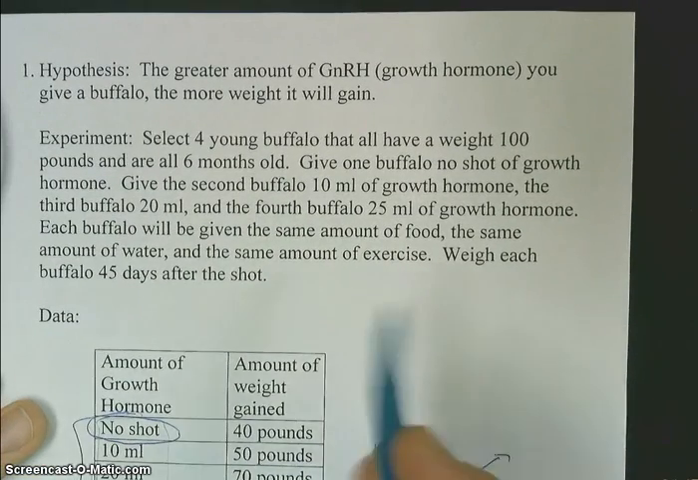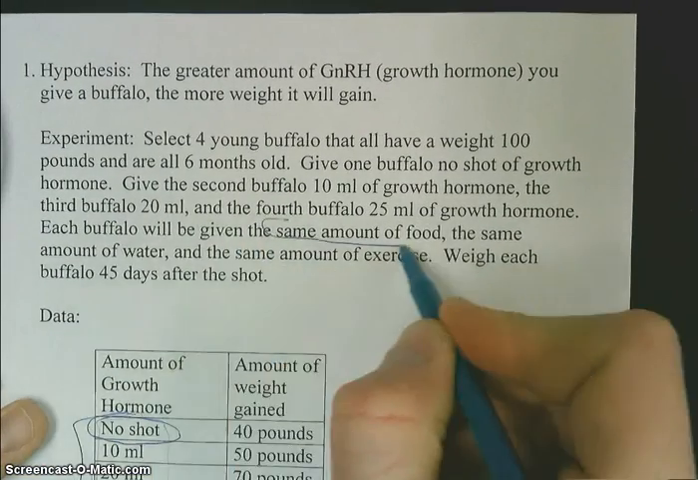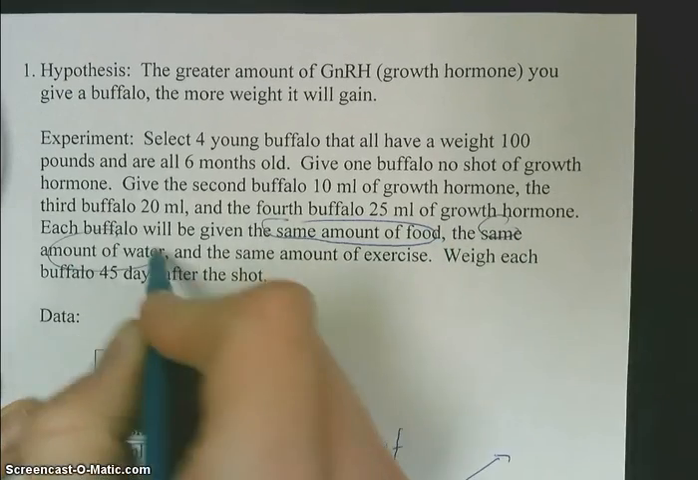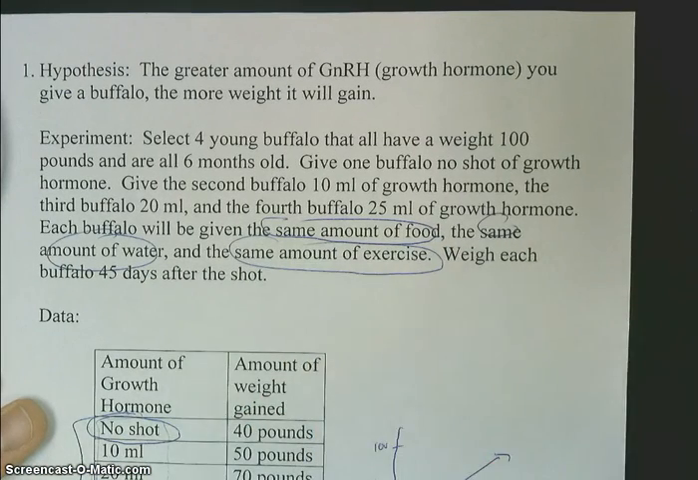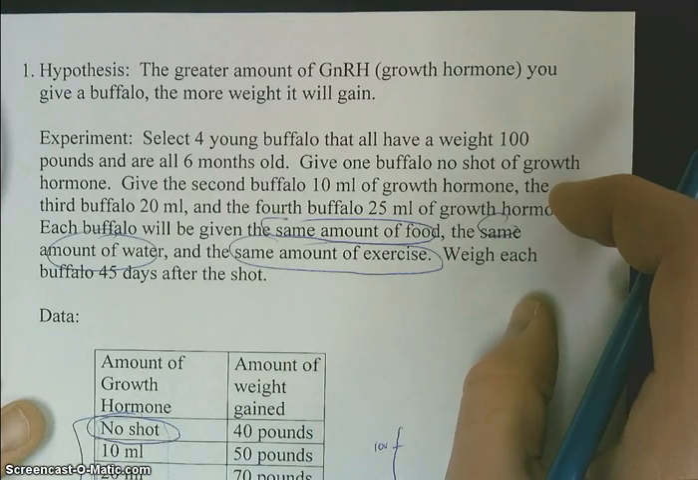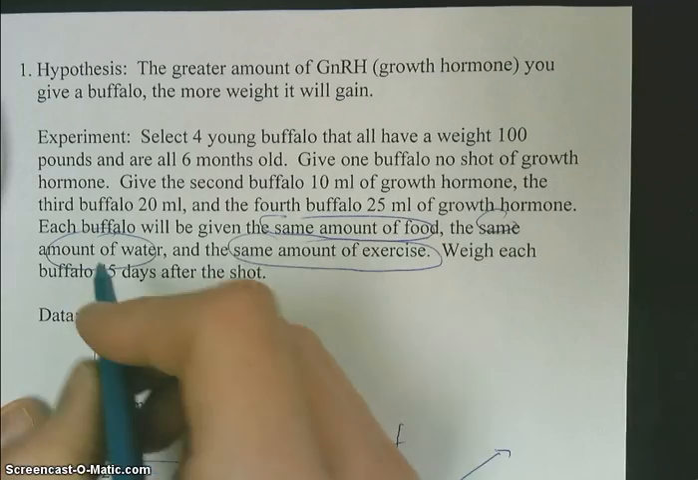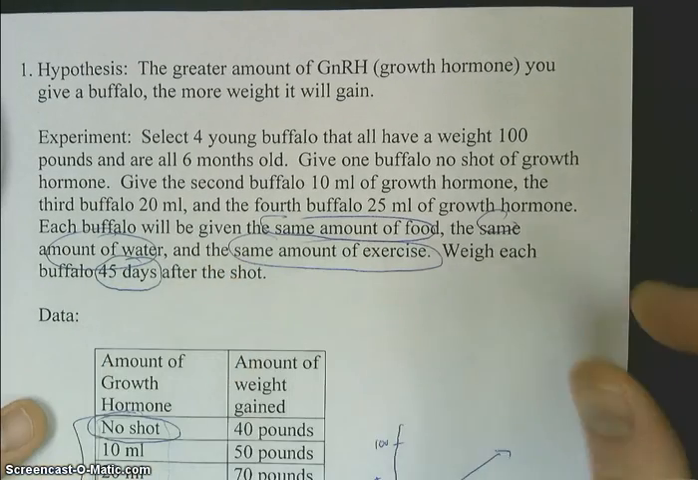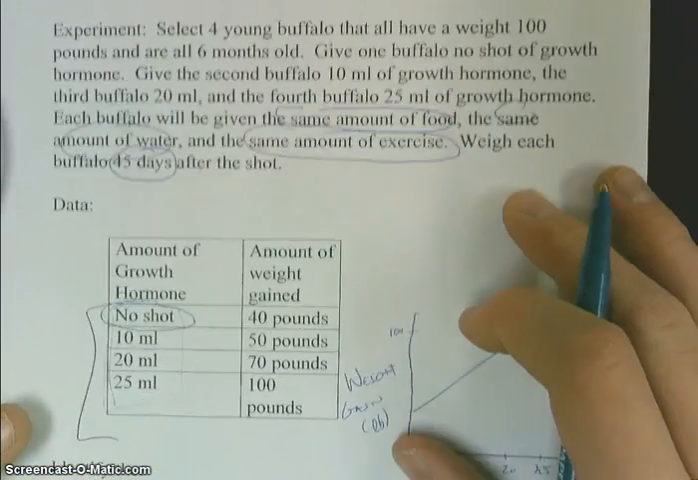Now constants, again, like we said above, there's a whole bunch of different constants. Each buffalo is given the same amount of food. That's constant. The same amount of water, same amount of exercise. They live in the same conditions. So that would be 3 constants. They're also all weighed 45 days after. So those would be some of your constants that we could talk about.